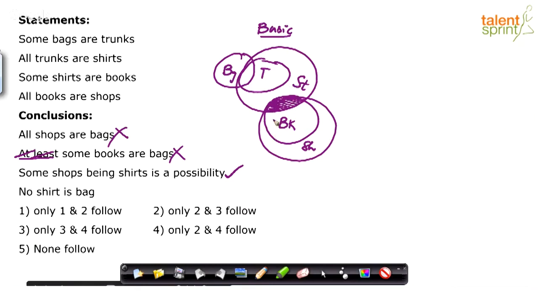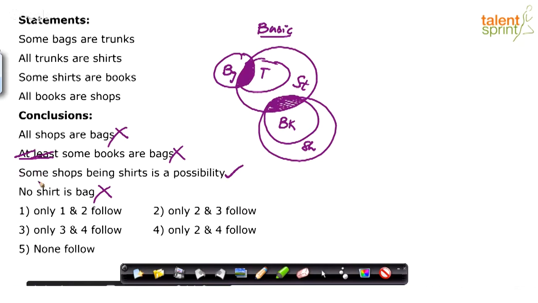Is it true? No, it's not true, because in the basic diagram itself, shirts and bags overlap. When shirts and bags overlap, how can you say no shirt is bag is true? Because in the basic diagram itself, it is false. And something which is not following the basic diagram is anyway wrong. So, clearly 1, 2 and 4 are wrong, right?